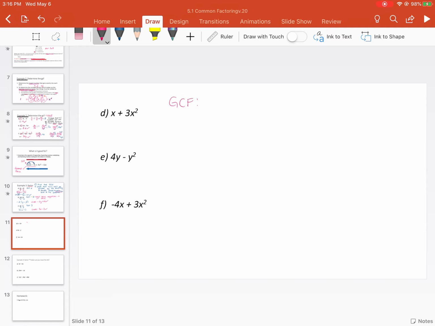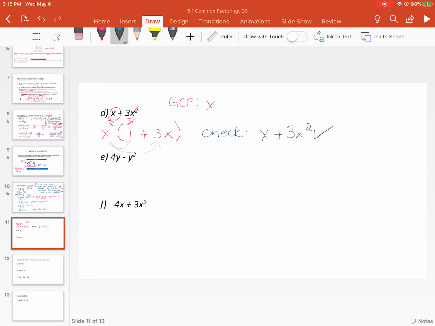Okay, so now these ones have variables as their greatest common factors. No problem. So here, the lowest is x. So that's going to be our greatest common factor. So then divide by x, you get 1. Divide by x here, you get 3. And then the x's cancel, 3x. You do the same thing. You can check if you're right.